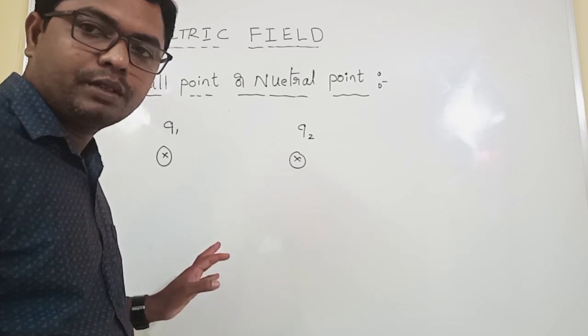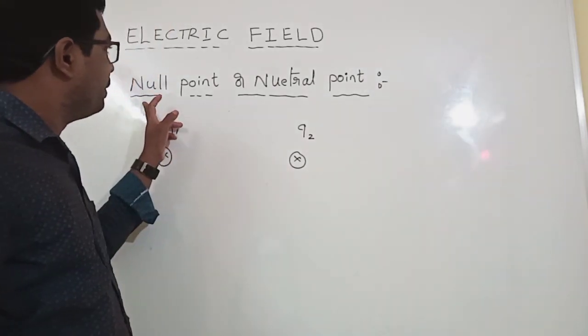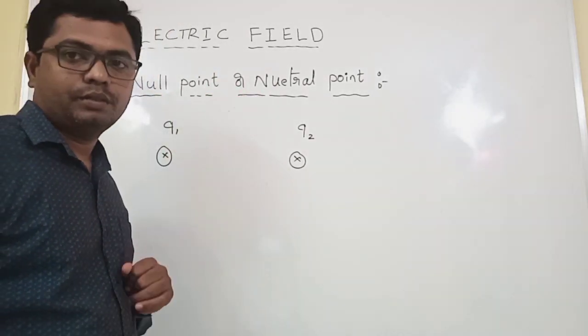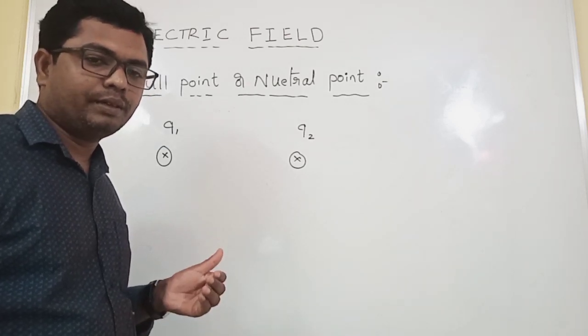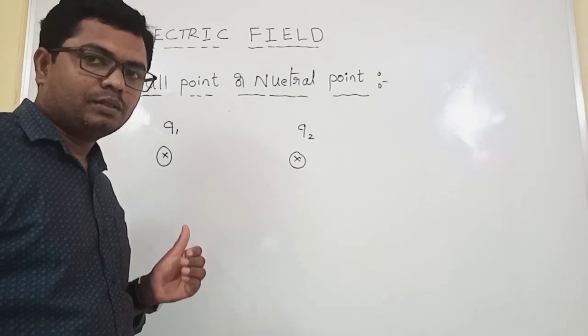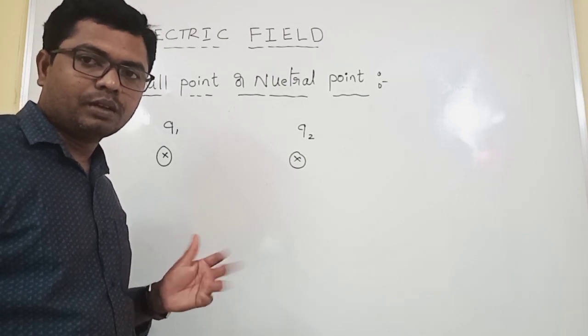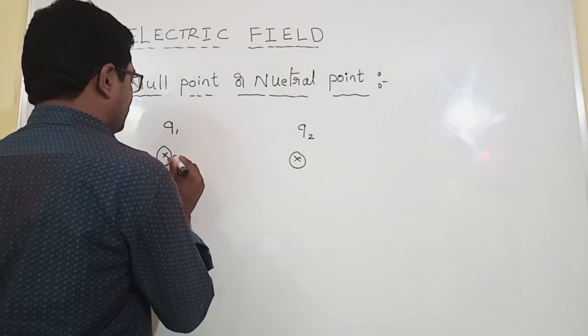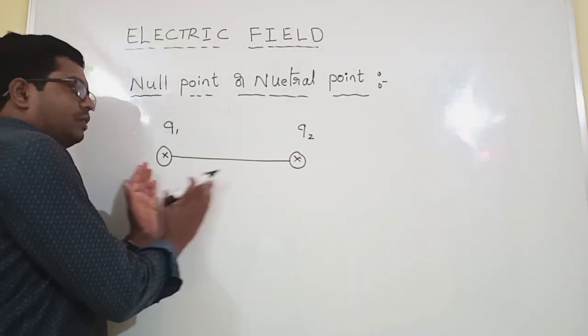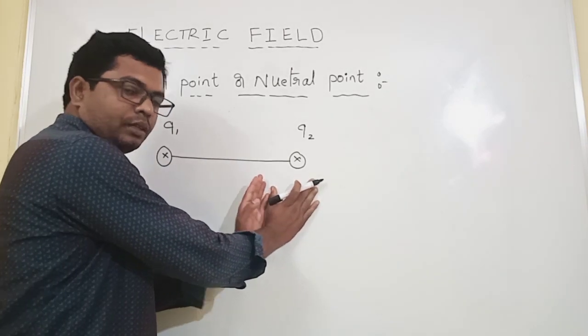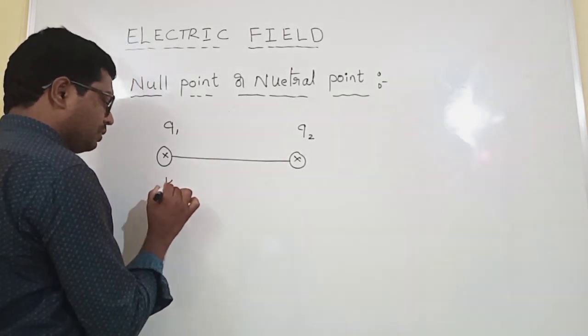Now we are going to discuss the null point or neutral point. Null point means zero. The point at which the effect of the electric field is zero is called the null point. Suppose these are two point charges, and the distance between these two charges is r.